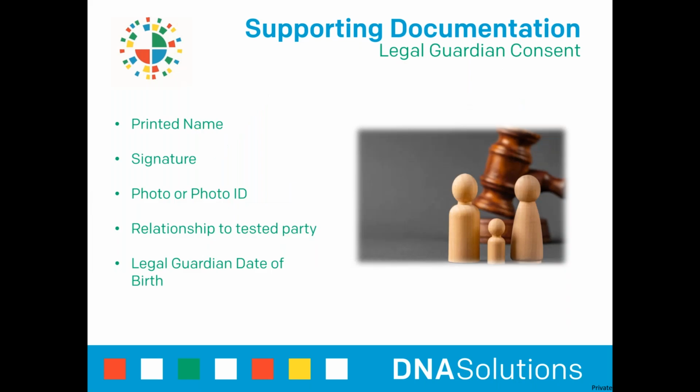Remember to include the following items as part of your supporting documentation for cases where a minor is collected. We need the printed name and signature of the legal guardian, as well as a clear photo or copy of their photo ID, the relationship to the tested party, such as mother, and the date of birth of the legal guardian. These pieces of information can be provided in any format you choose, or we have a legal guardian consent form available as a guide.